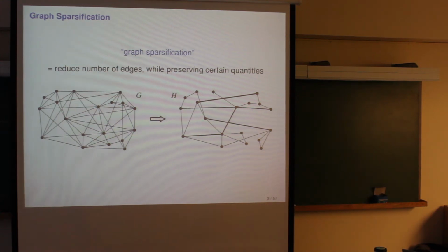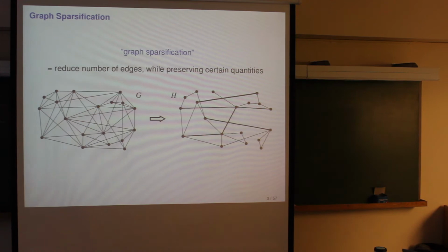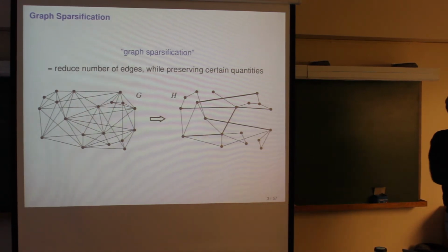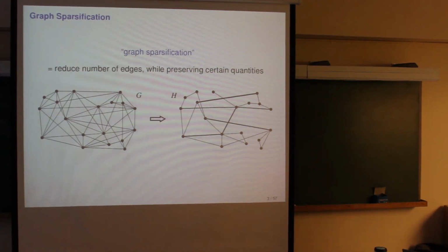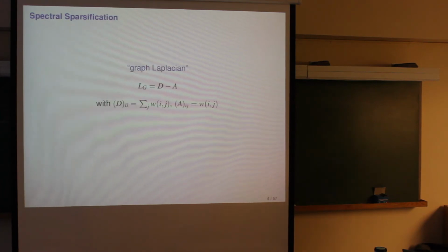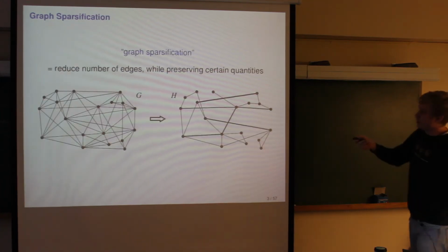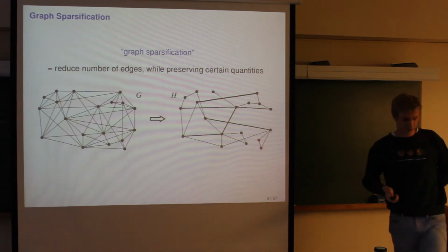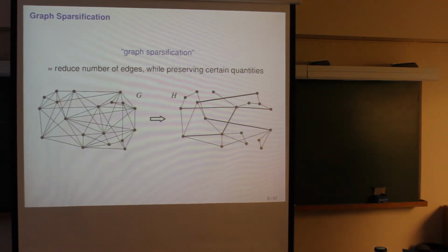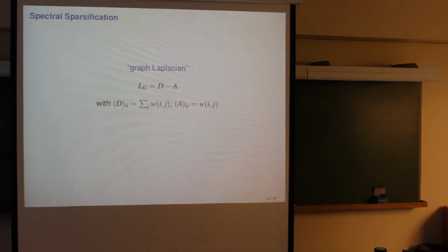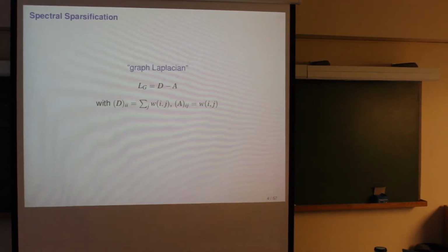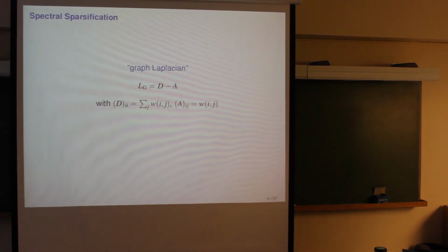So what we want to do is reduce the number of edges while preserving certain quantities, of course, because you could just throw away all edges, but then we lose everything that we had of information. Now, what does it mean to preserve certain quantities? It can have a lot of meanings. In this particular talk, it'll mean something which is related to what we call the graph Laplacian.